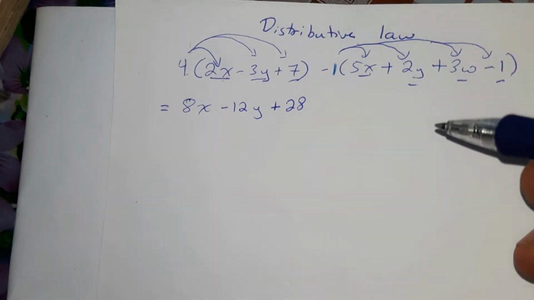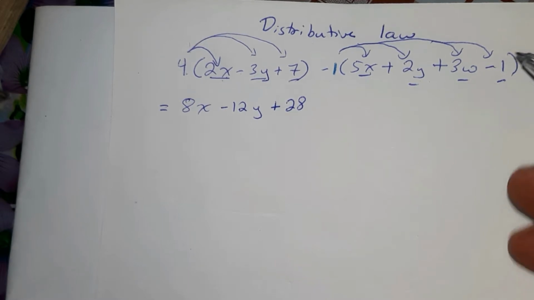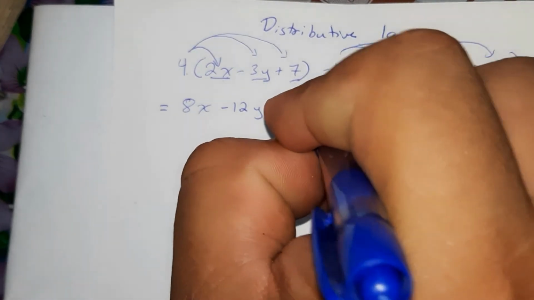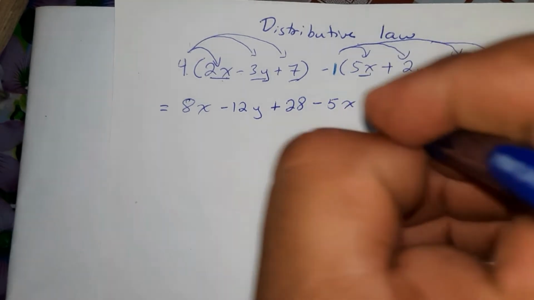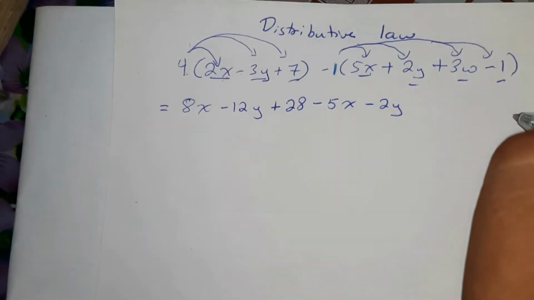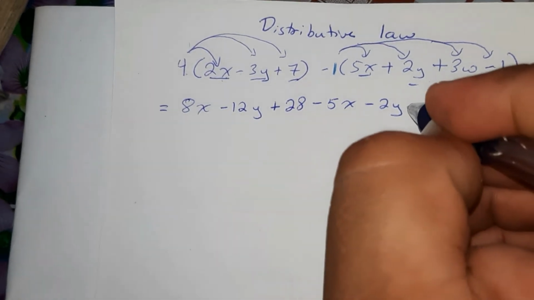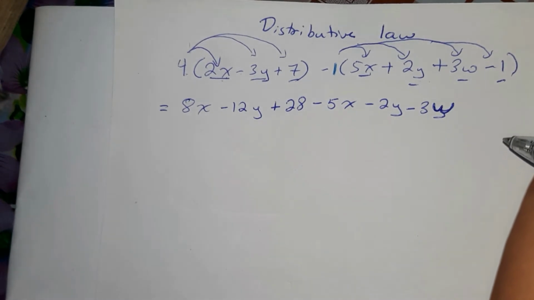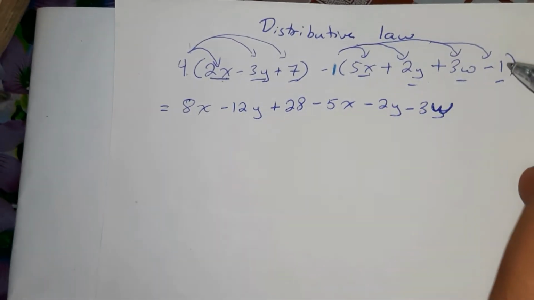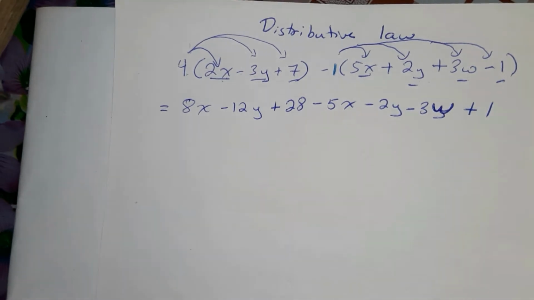So next one is going to be negative 1 times 5x. Negative 1 times 5. 1 times 5, that's 5. But then negative times a positive gives me a negative 5x. Negative 1 times 2y, that's going to give me a negative 2y. Right? Negative 1 times 3w, that's going to give me negative 3w. Right? And then negative 1 times negative 1 gives me a positive 1, right? And then that is what we have.